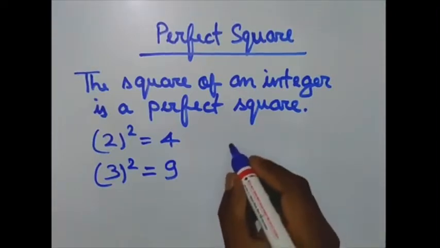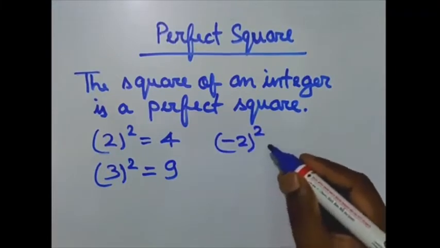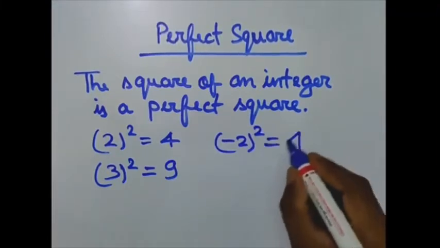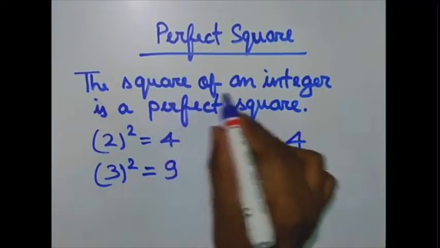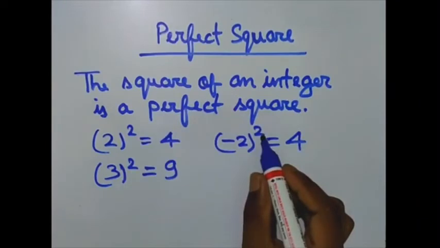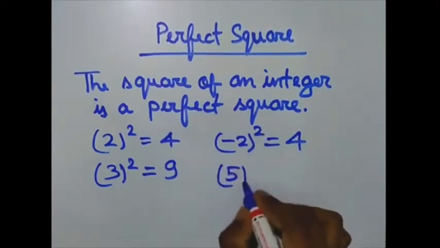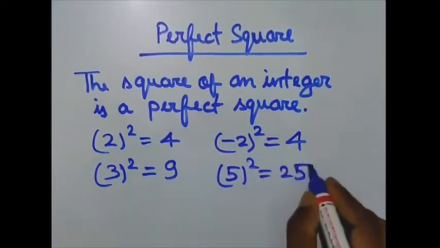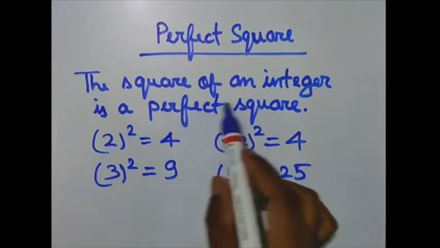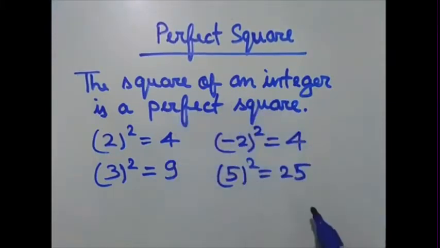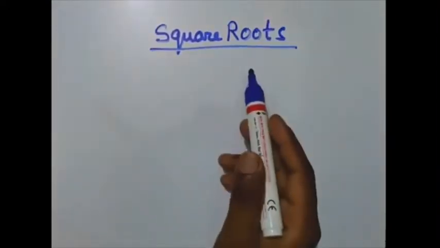Let's take the negative numbers for instance. Negative 2 square will give us 4. So 4 is a perfect square. So square of an integer is a perfect square. Let's take one more example. 5 square will give us 25. So we can say 25 is a perfect square because I am squaring an integer to get the number. Clear?